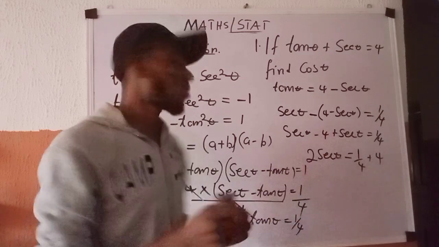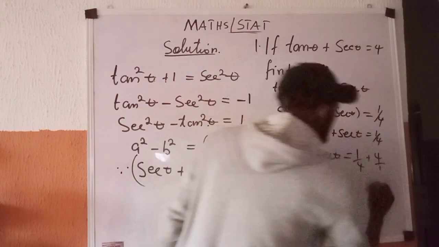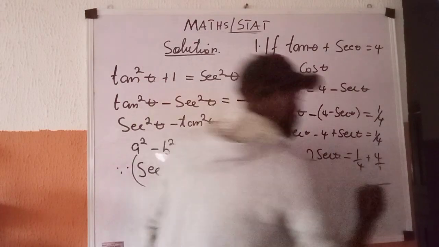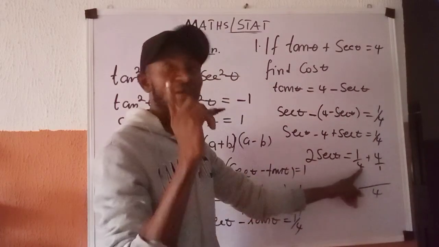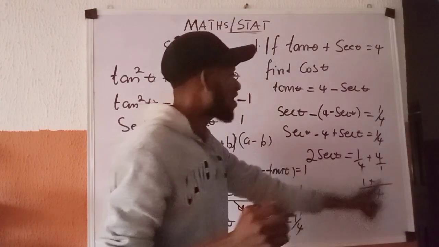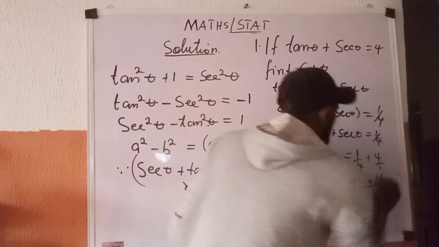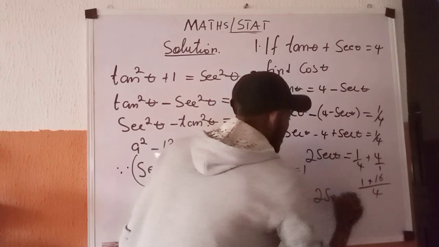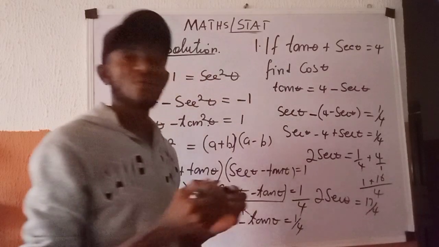I can add these things up by saying that all over 1 doesn't change anything. Then I'll ask myself, what is the LCM of 4 and 4? The LCM of 4 and 4 is 4. I'll write 4 here. 4 divided by 4 is 1, and 1 times 1 is 1, plus 4 divided by 1 is 4, and 4 times 4 is 16. So what I have here becomes that 2 sec theta is given as 17 all over 4.